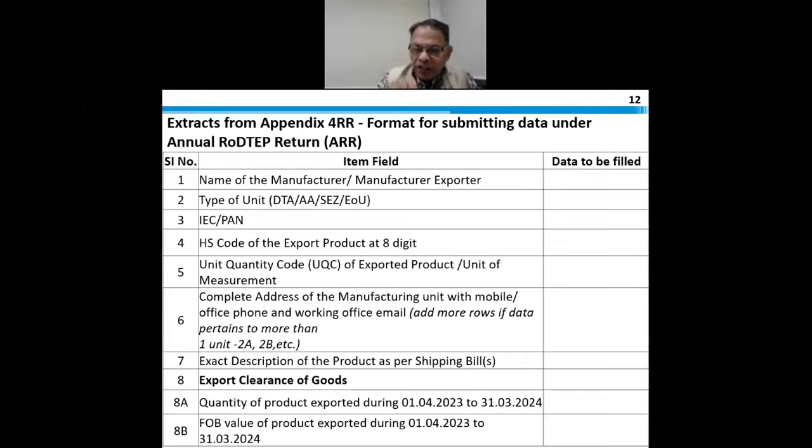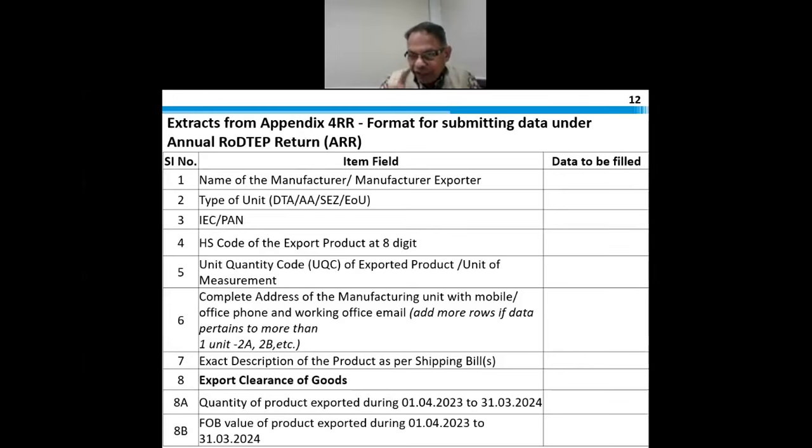From 1 to 8, very easy for you to fill in. Name of the manufacturer, type of unit, IEC, HS code of export product at 8-digit level, quantity unit code, complete address, etc. All this you can do. The real thing starts from export clearance of goods.